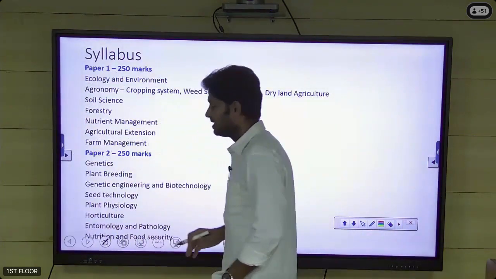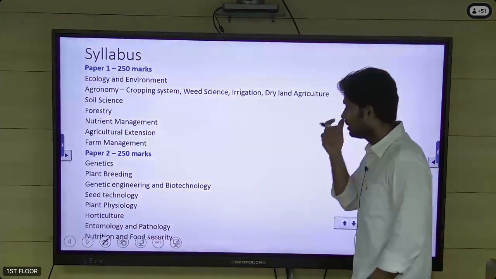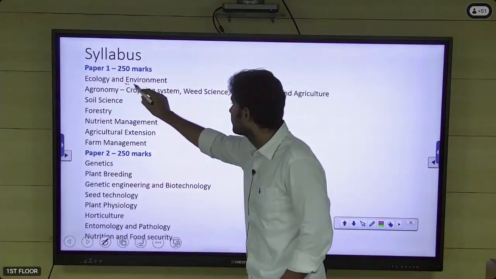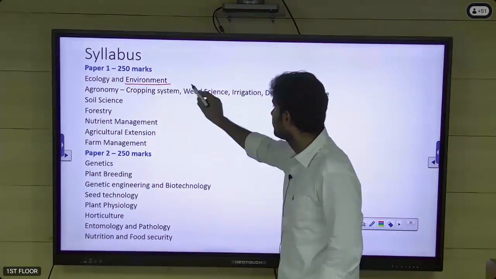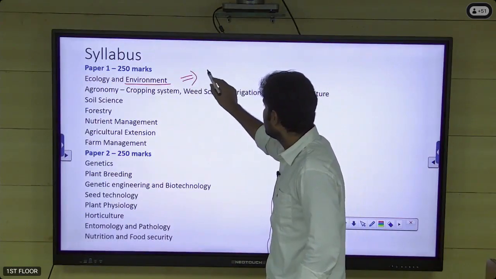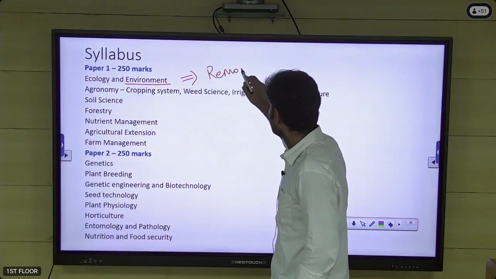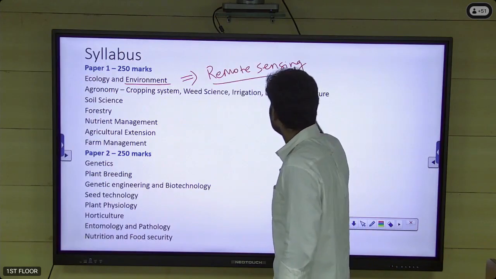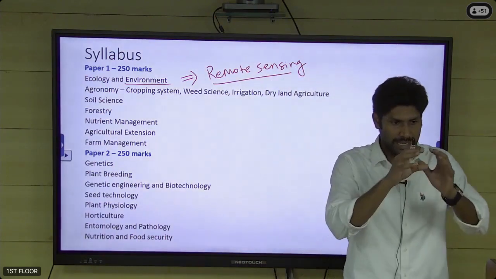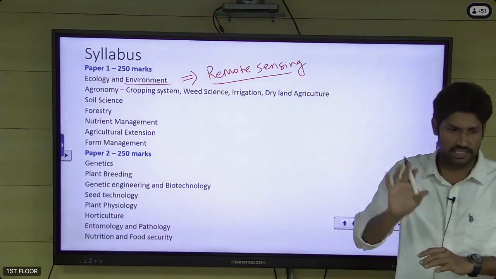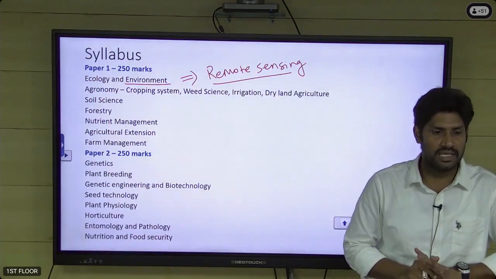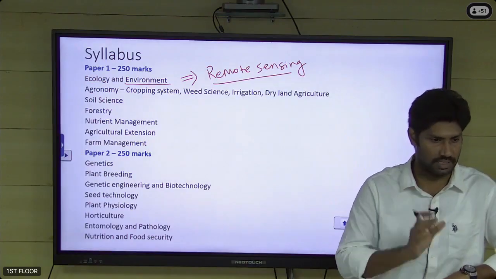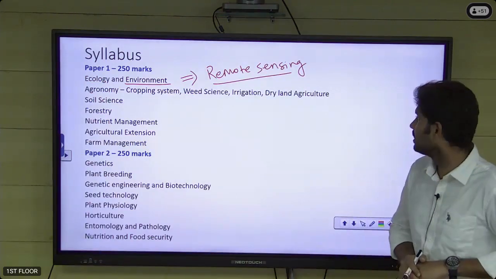So coming to the recent pattern in our UPSC syllabus. Take the exam, for example, in ecology and environment. There is one topic called remote sensing. In the micro topic syllabus, they have given the words advanced ecosystem analysis, remote sensing. That is all that is given in the UPSC agri optional syllabus, right?